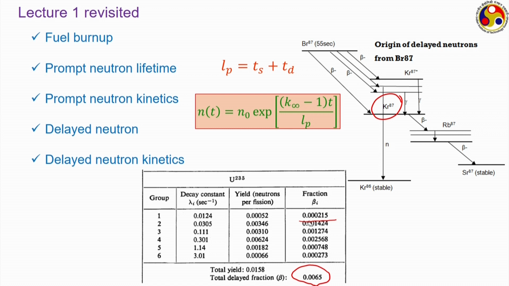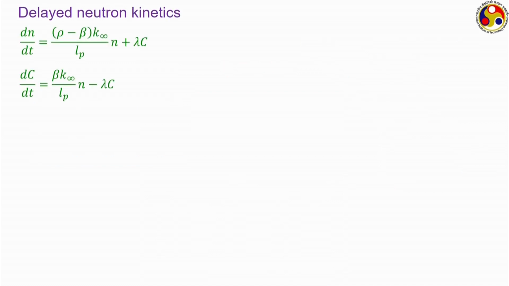It is different for other fissile isotopes, but in our discussion we are mostly keeping restricted to uranium 235, and so this combined value of beta, which is 0.0065, is important to remember. Now, we shall be taking the delayed neutron kinetics forward. These are the equations that we developed during the previous lecture.